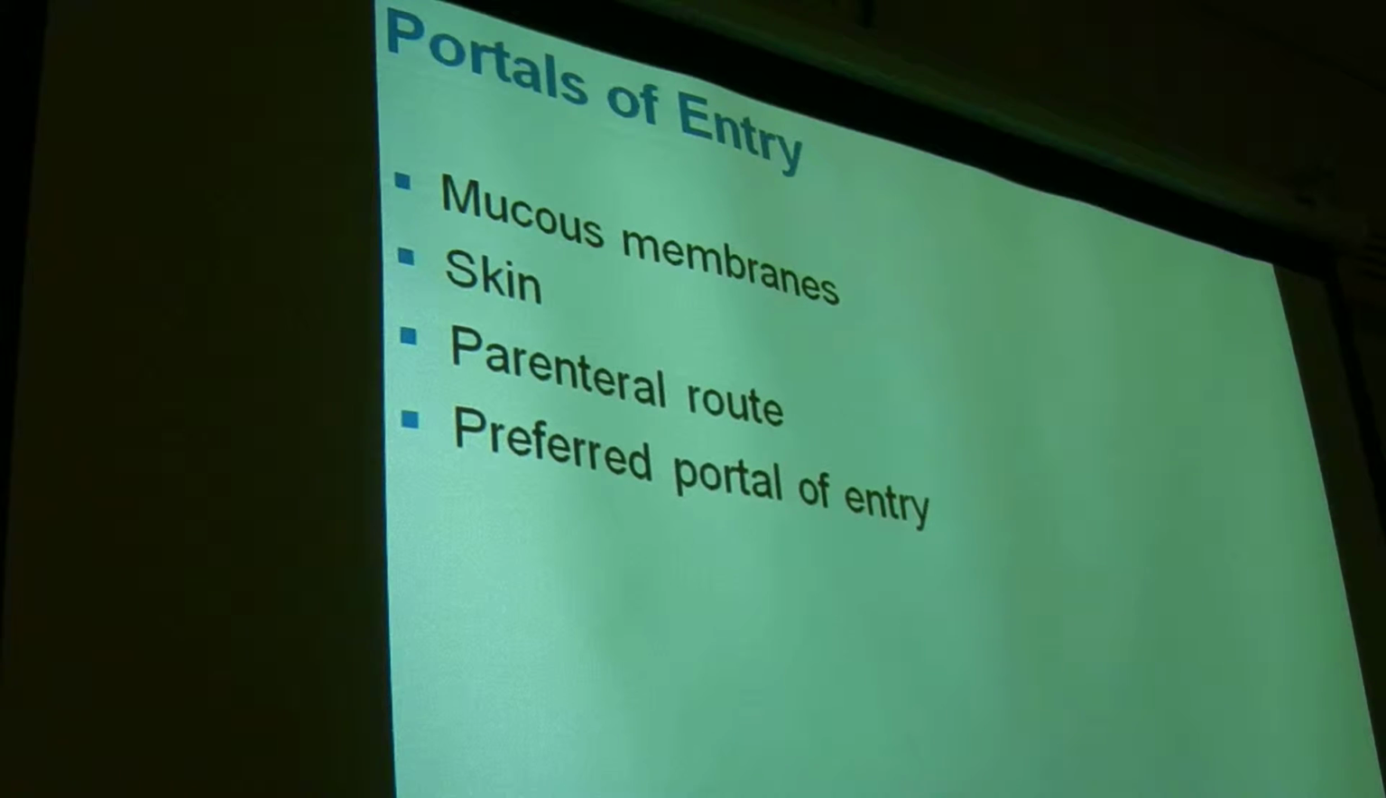So the three main portals of entry for microbial infection are the mucous membranes, again, mouth, nose, eyes, and so forth. You can actually get infections through the skin, through either cuts in the skin or actually through the skin itself. And then the parenteral route, which basically means intravenously.